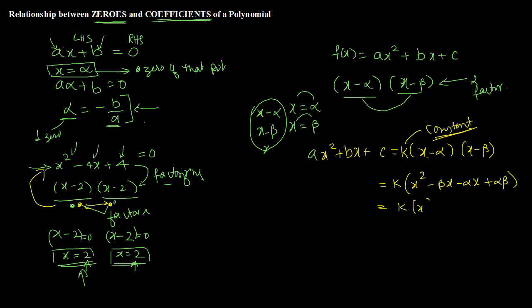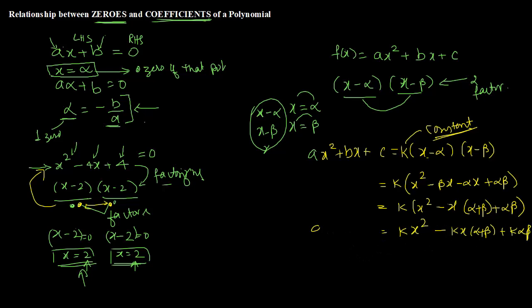kx square. If I take out minus x, it will be alpha plus beta, then alpha beta. So if I multiply this k with all of them, I can actually leave it like that, but what we'll try to do is compare that with the LHS. So I'll have to multiply that with the constant: kx square minus kx alpha plus beta plus k alpha beta. So that's what we have.